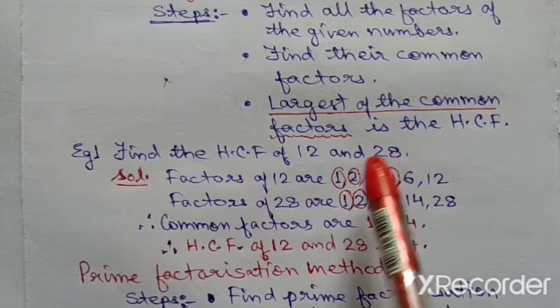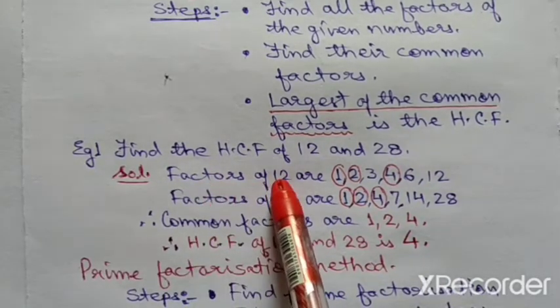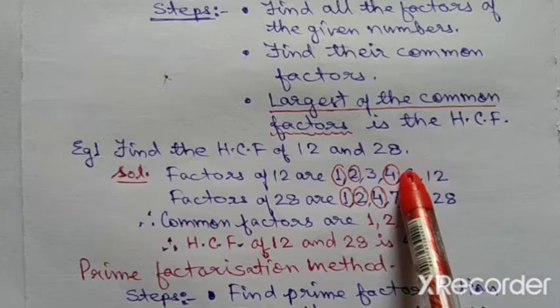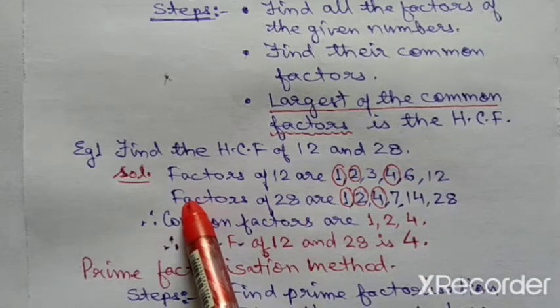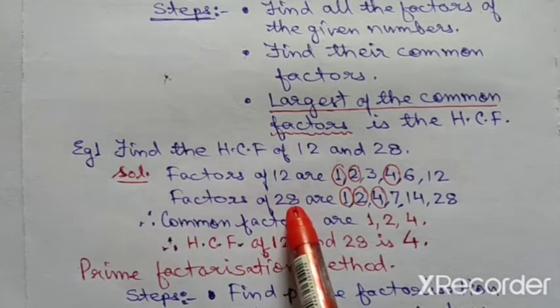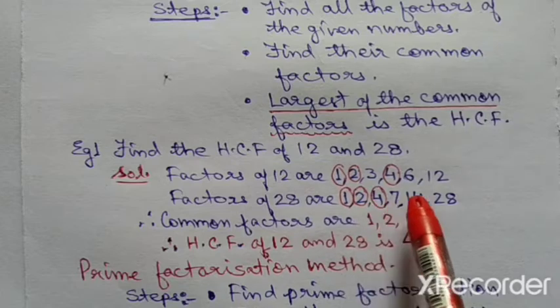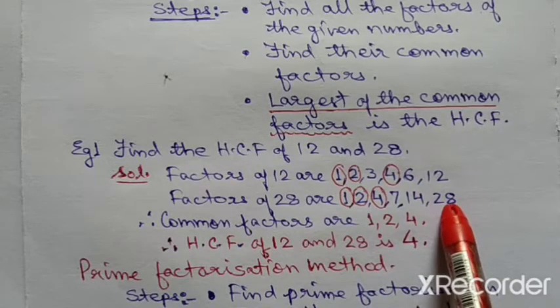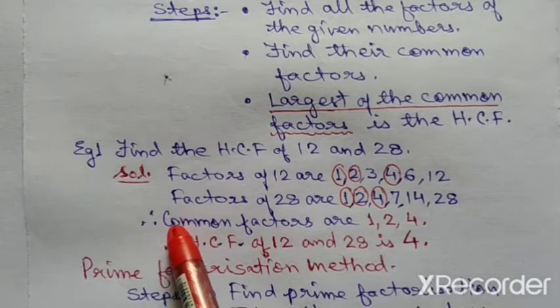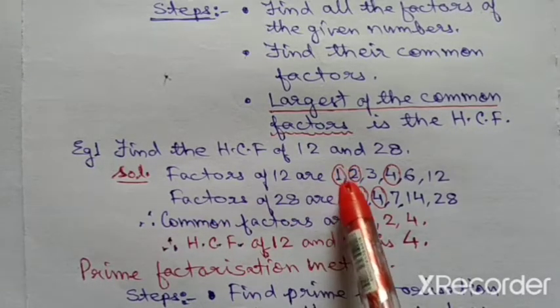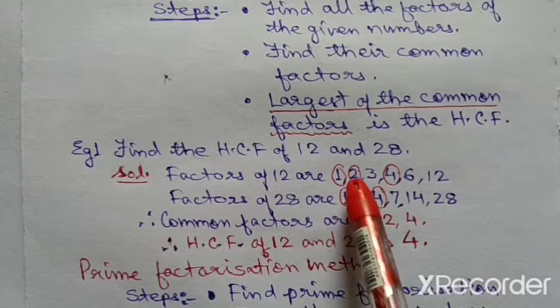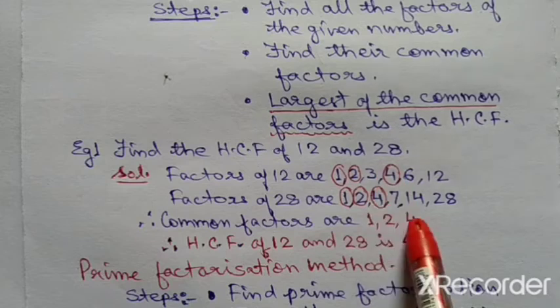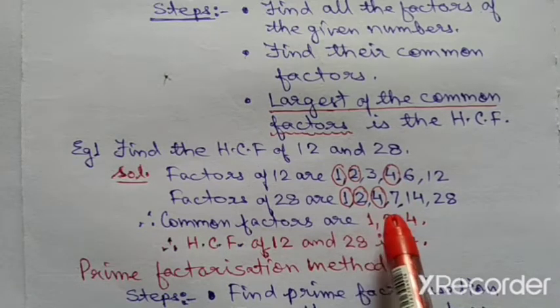Now children, first find out the factors of 12, that is 1, 2, 3, 4, 6 and 12. Next, write the factors of 28, that is 1, 2, 4, 7, 14 and 28. Now children, find out the common factors. Just see, I have shown here 1, then 2, then 4. These are the common factors: 1, 2 and 4.